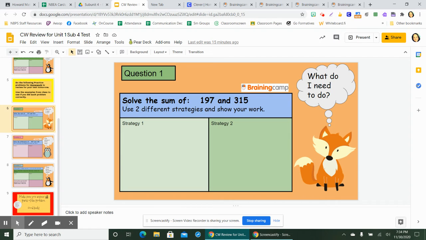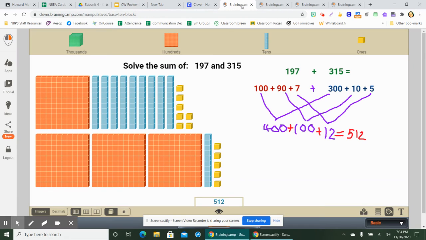So here, you need to solve the sum of 197 and 315. So first you need to think: sum. Is that adding or subtracting? Now I'm going to tell you that sum is adding. So I went into Braining Camp. I copied the problem here so that I would have it in Braining Camp. Solve the sum of 197 and 315.